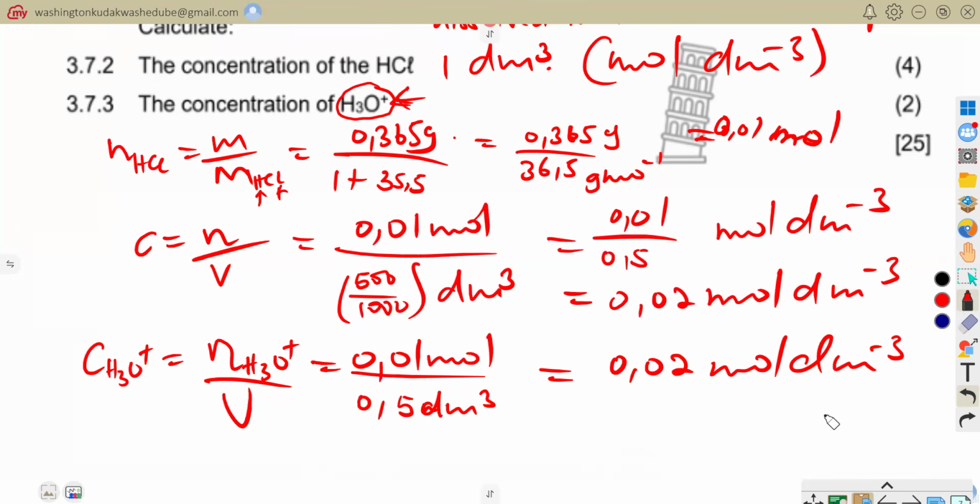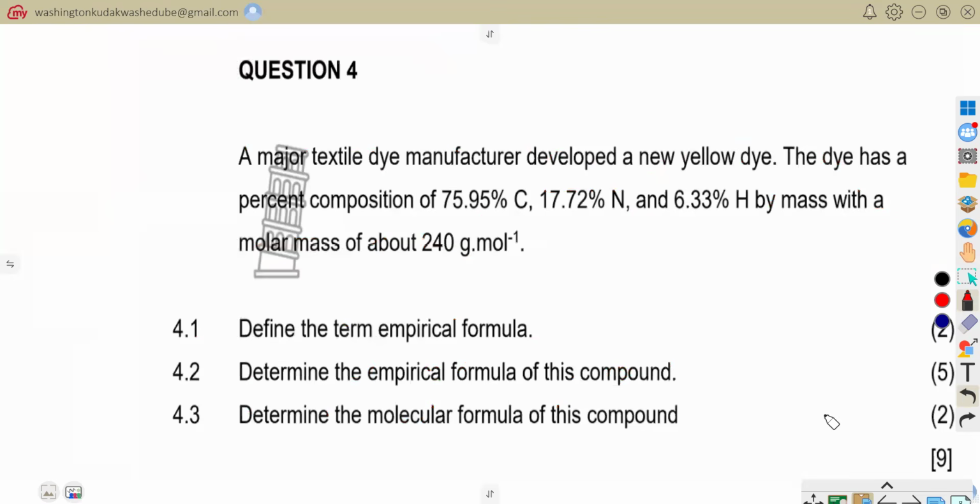Now let's go to our next slide. We now have question number 4. A major textile dye manufacturer developed a new yellow dye, and the dye has a percent composition of 75.95% carbon, 17.72% nitrogen, 6.3% hydrogen by mass, with a molar mass of 240 grams per mole.